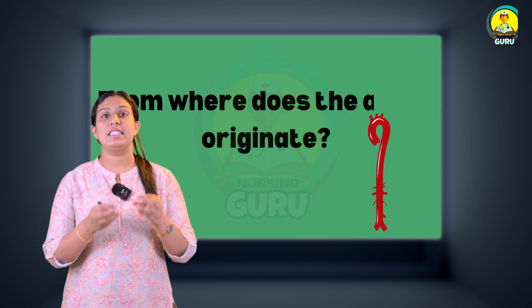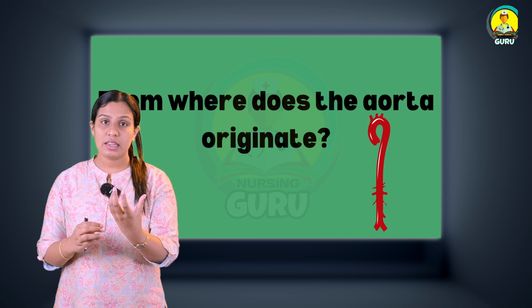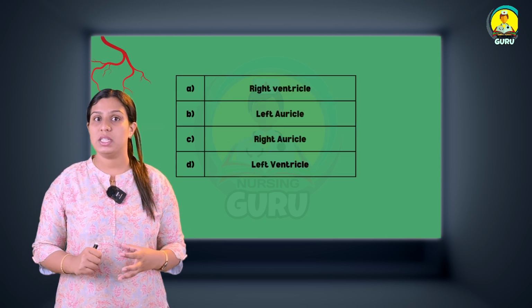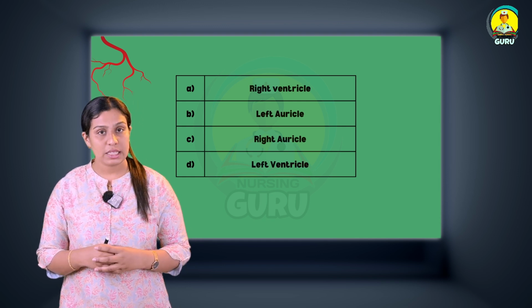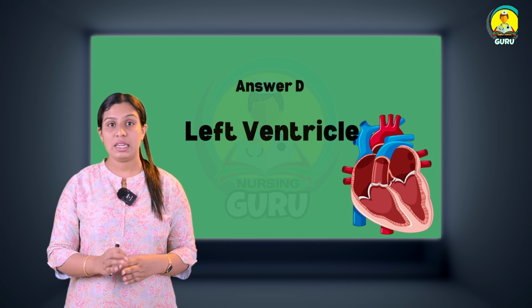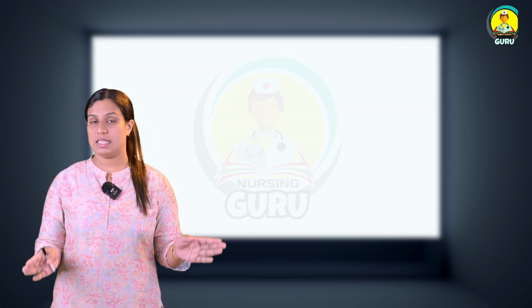From where does the aorta originate? Here we can check the 4 options. First is right ventricle, left auricle, right auricle, and the left ventricle. The right answer is left ventricle, meaning option D. Alright, I hope this much is clear.